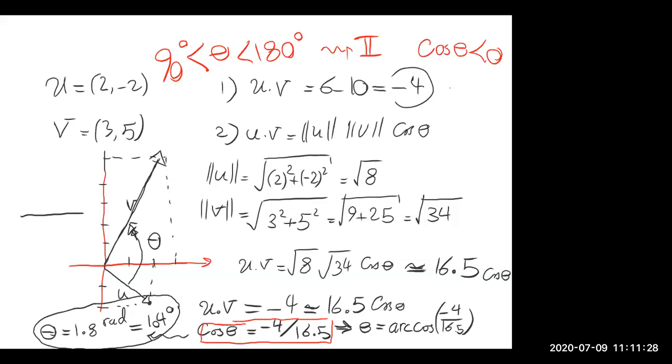What do you mean by cosine is negative? Because the answer is still 100, like the angle is still 100. Oh, you mean the actual value of cosine? Yes. Okay, got it. Yes, the actual value of cosine is minus 4 over 16.5. It is a negative number over a positive number. That number is going to be negative. Now theta is the angle whose cosine is negative, and that angle is 104 degrees, right? The cosine of 104 degrees is negative.